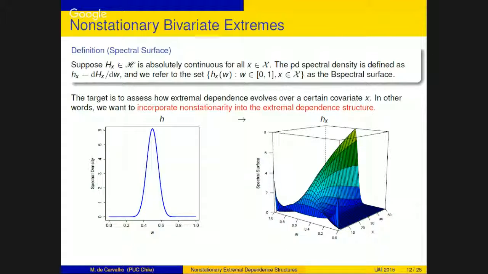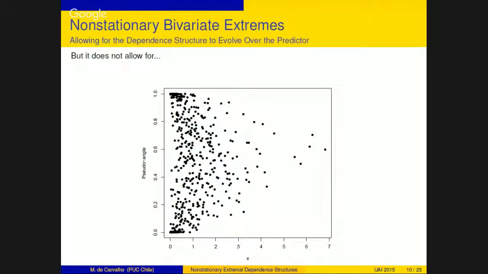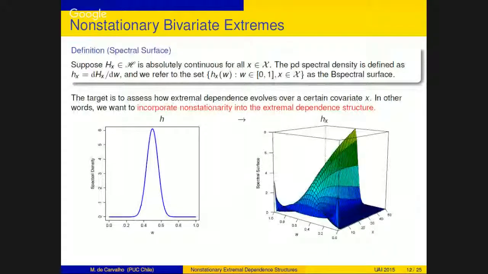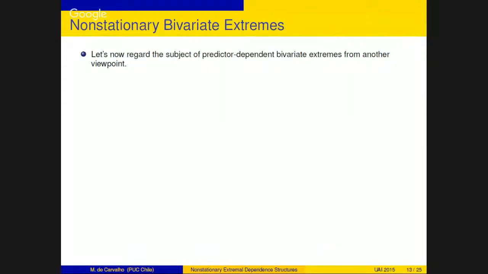If you want to think about the data, that spectral surface essentially would be telling you the law here for each value of x. So in a context like this, for very low values of x, you would have lots of asymptotic independence, whereas as you increase the values of x, you would have more dependence between the extremes of these two random variables. Okay, that's it. How am I doing on time? I tend to speak too much.